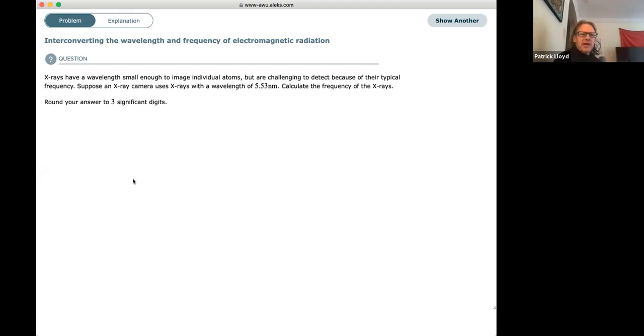X-rays are also electromagnetic waves. They have a wavelength that is small enough to image individual atoms. Pretty amazing stuff, but they are challenging to detect because of their typical frequency.